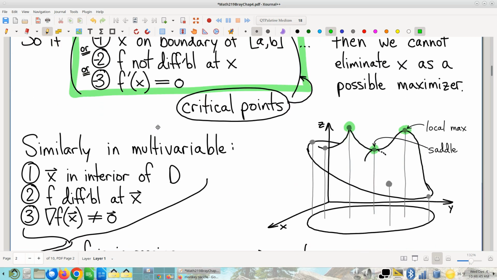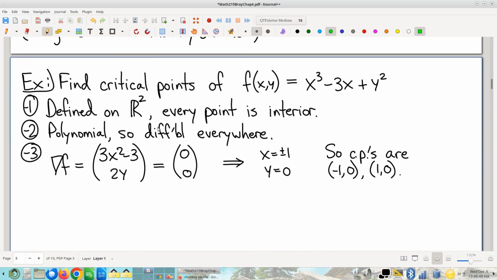Alrighty, so let's do one. Here we go. Here's a function. I want to find all the critical points. Mercifully, it does not ask us to then classify what kind of critical points these are. We'll get to that later. So, okay, we've got multiple things to check. First, are there any boundary points in our domain? Well, this function is defined on R2. There is no boundary of R2, so there are no boundary critical points. That's nice. Let's see, what about differentiability? Does this function ever fail to be differentiable? Nope.